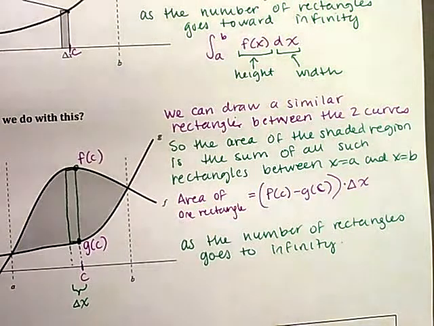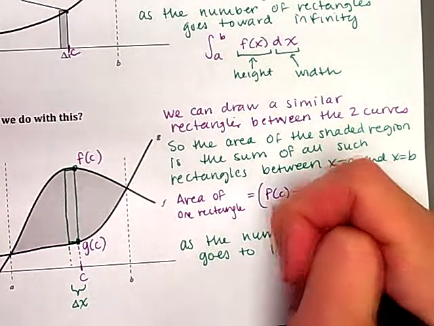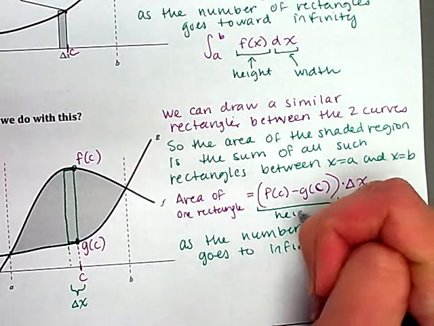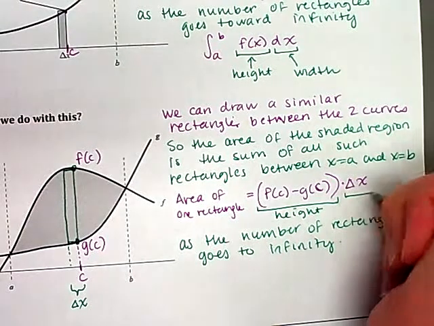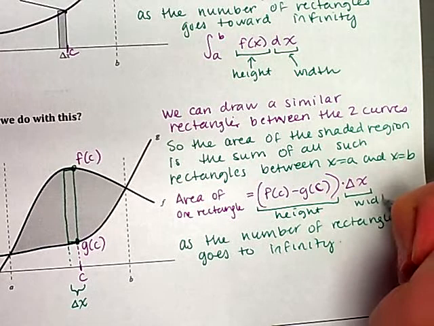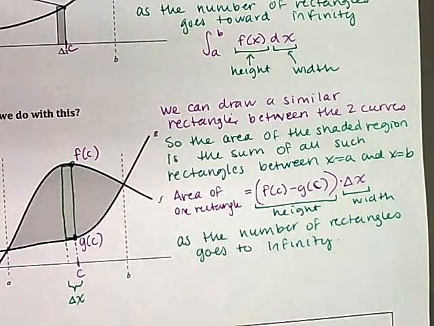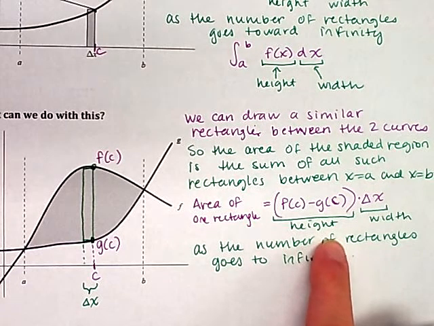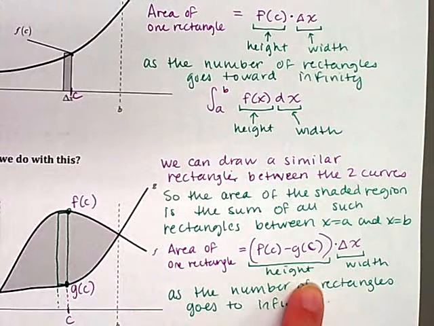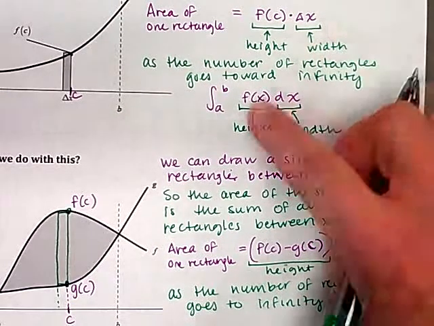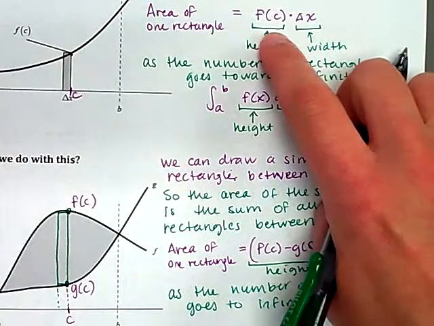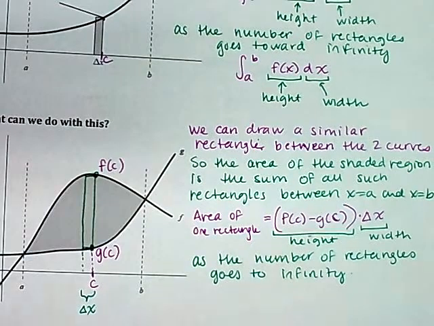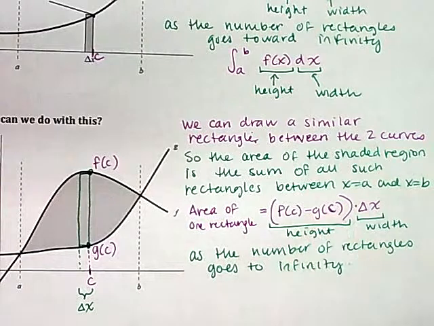The idea here would be that this whole f of c minus g of c is exactly the height of a rectangle, and the delta x is again the width. So this can translate then into an integral, right? If we think about how this translated into an integral, we're just integrating the height from a to b. So it's the same idea here. We're going to integrate the height, but now the height is the difference between these two functions.